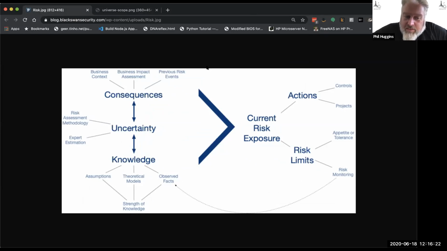And when we do the analysis, we use our knowledge. And our knowledge is assumptions we make, theoretical models that we build, and facts we observe from our environments. And cognitive bias comes into our expert estimation for uncertainty. But the knowledge is interesting because we usually gather a whole bunch of knowledge for risk assessment. And then having done the assessment and produced our list of bad things that might happen, we then throw that knowledge away. And we then don't let anybody who's going to make a decision on our list of bad things look at the knowledge.